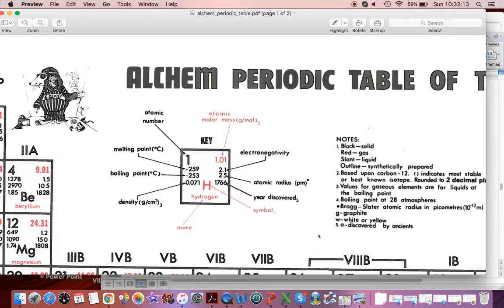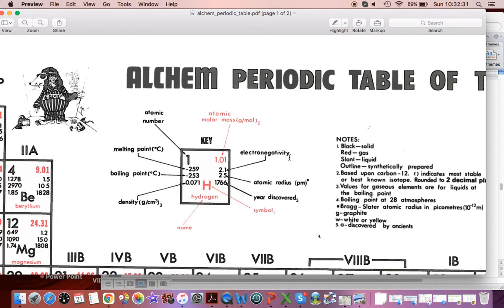It'll have something called atomic number. We'll worry about that more later. Melting point, boiling point, and density are all properties that we're going to worry about. It has something called a molar mass. You don't have to know what it means, but I could say, hey, what's the molar mass of something? And you would just find it in the periodic table.